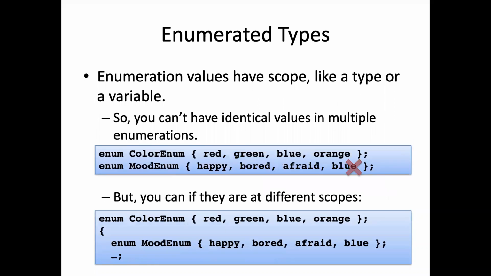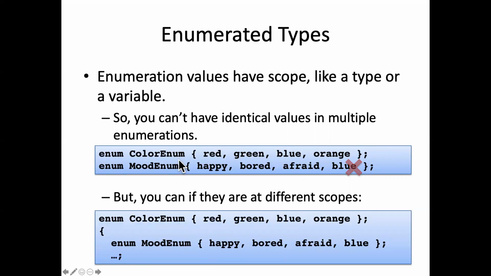The scoping rules are just like any other variable declaration. For variables, you can't have 2 variables with the same name, at least not within the same scope. The compiler will complain about that. And the same is true for an enumeration. This is one reason I picked the word blue, because that is plausibly a mood, like we were using on the previous slide, or a color.